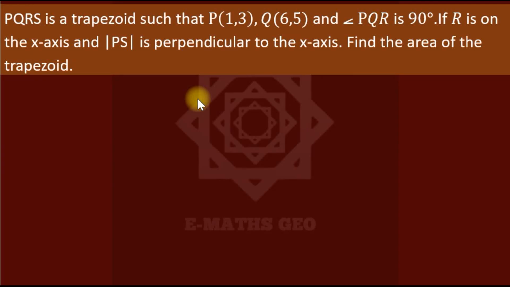PQRS is a trapezoid such that P has coordinates (1, 3), Q is (6, 5), and angle PQR is 90 degrees. If R is on the x-axis and PS is perpendicular to the x-axis, find the area of the trapezoid. So let's draw a diagram.